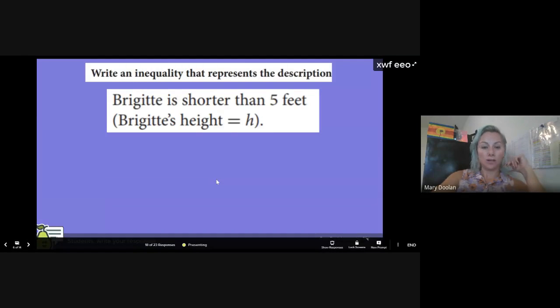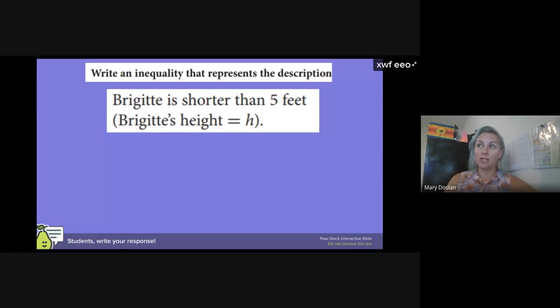So it's an inequality. We need an inequality symbol. And we're comparing her height to 5 feet. All we know is she's shorter than, she's less than 5 feet. So h is less than 5.